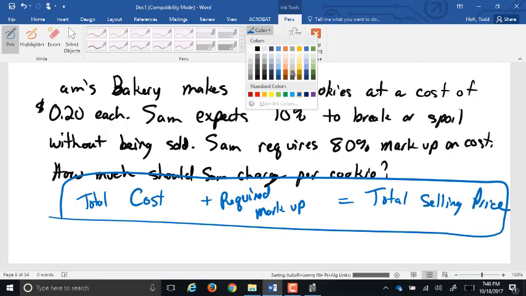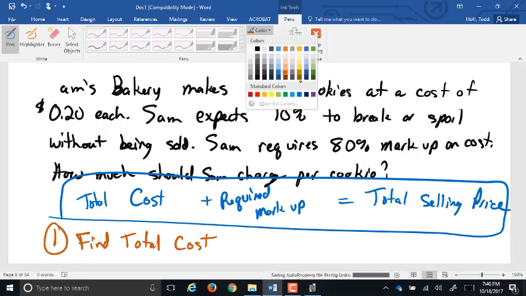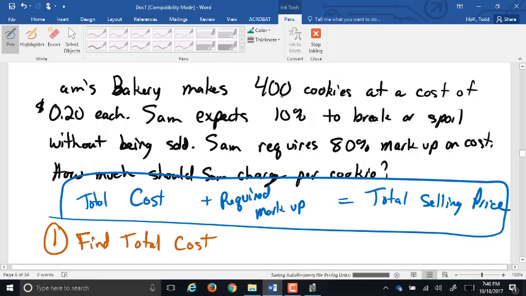So we're going to add some steps to our process here. Step one, find the total cost. What's the cost per cookie here? How many cookies? 400. That's $80 cost. That is the total cost.